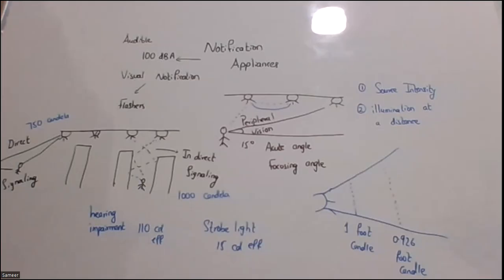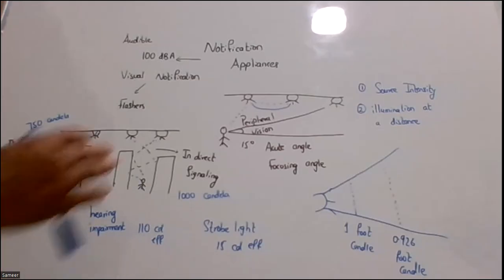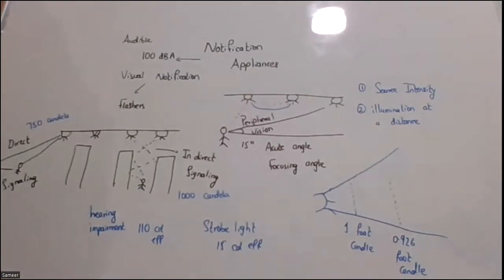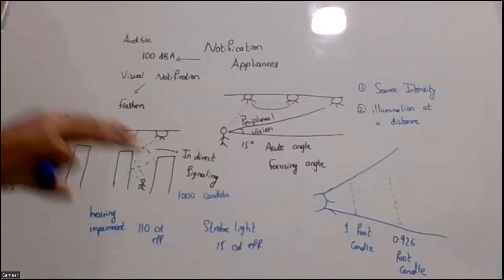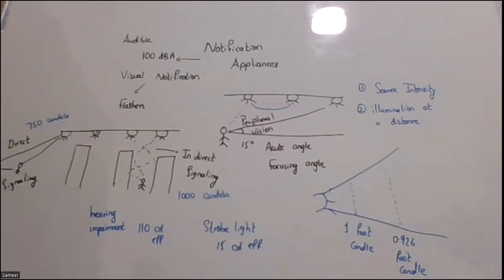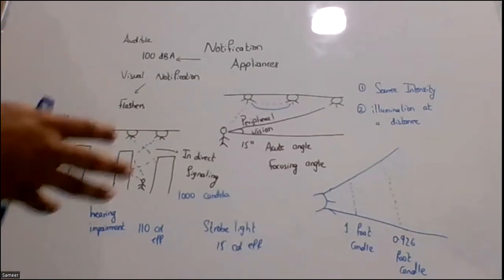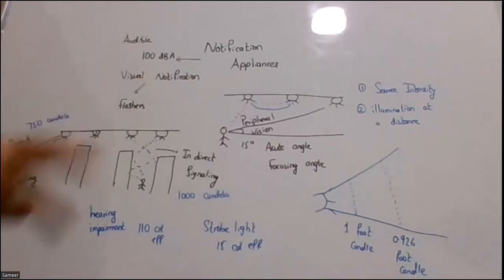This effectiveness will reduce with distance. Once the distance is larger and larger, the effectiveness will totally reduce. So there will be a point where the notification flasher, strobe light or visual notification is actually blinking, but a person is not paying attention because the intensity is much lower. So it does not provide any type of peripheral vision signaling to the human eyes.